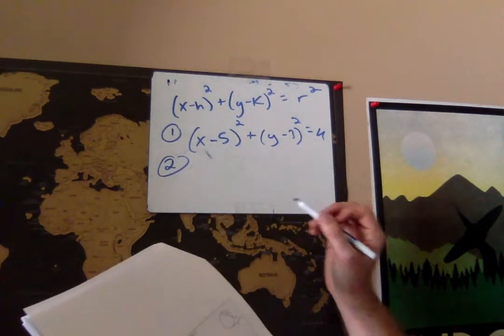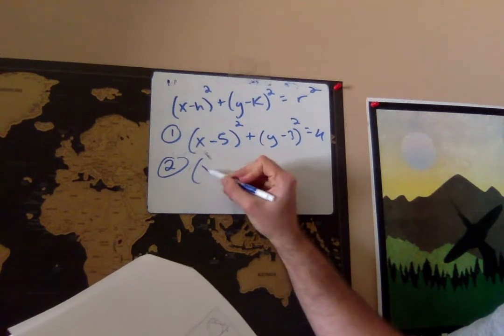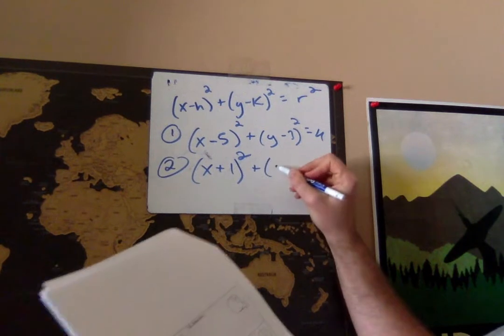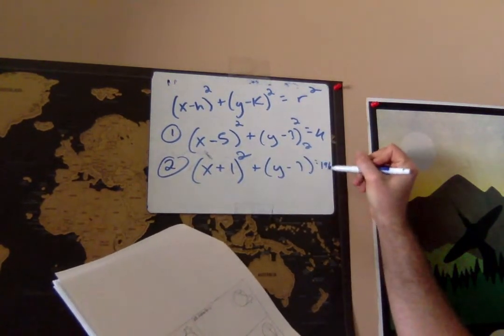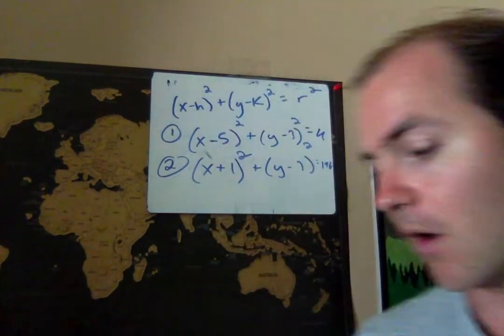Let's try one more example. Let's try number 2, okay? Number 2, same thing, but you see how it's a minus 1 for x? Because it's the opposite of what it looks like, it would be (x plus 1) squared plus (y minus 7) squared, and what's 14 squared? 196. So far, so good, all right?